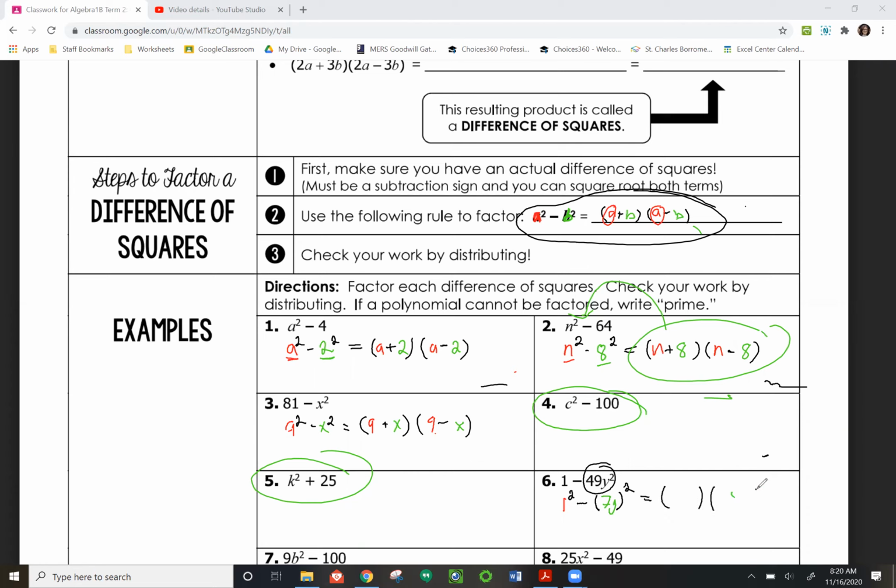Okay, put the plus, the minus, so I have the first term, which is 1, plus the second term, which this time it's 7y, okay, times the first term minus the second term, okay, and we are factored. If you don't believe me, go ahead and distribute and see if you arrive at the original expression.